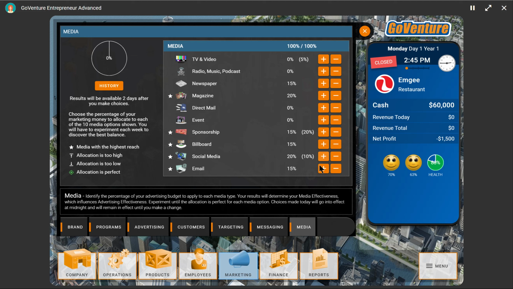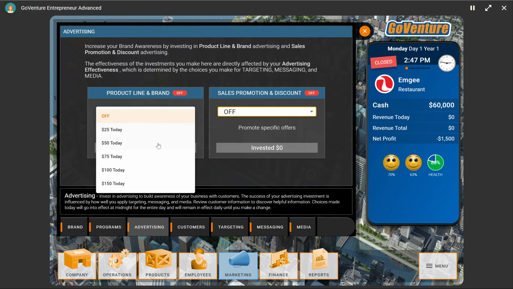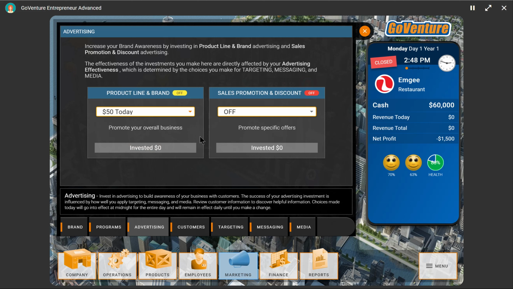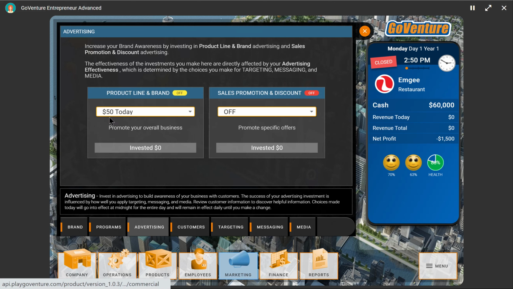So now remember, my targeting, messaging, and media all feed into our advertising effectiveness. And that will influence the percentage of our advertising effectiveness, which influences how effective the money we invest here is going to be. So we want to have 100% advertising effectiveness, because that means the $50 I'm spending here will be maximized. Whereas if my advertising effectiveness may be as low as 50%, then my $50 may not go very far. May only go as far as $25 because it's only 50% effective. So I'm really wasting money if my advertising effectiveness is not as high as possible.